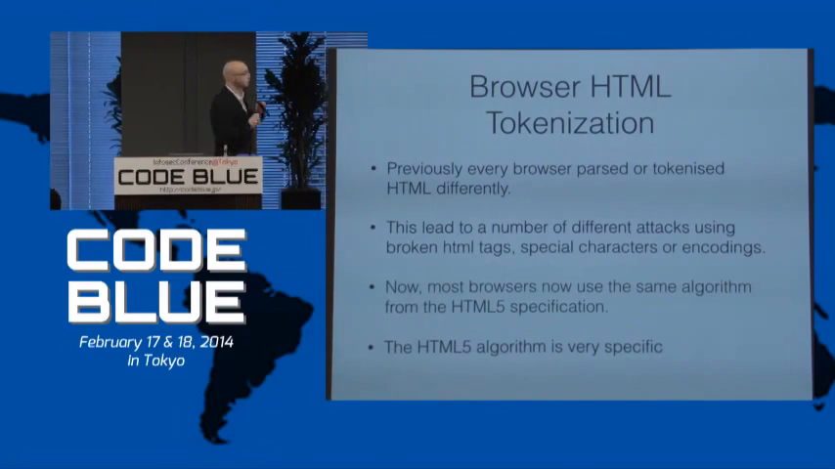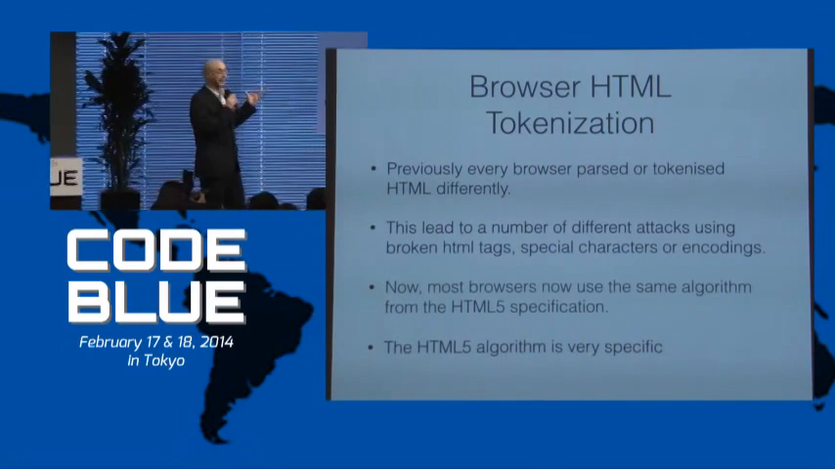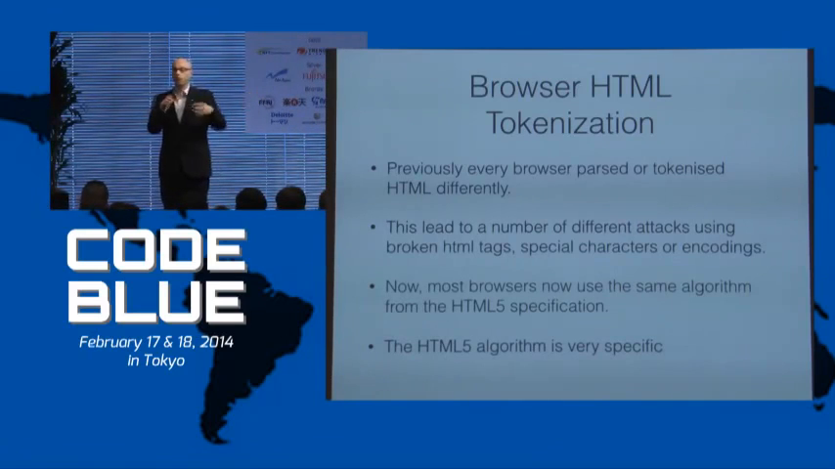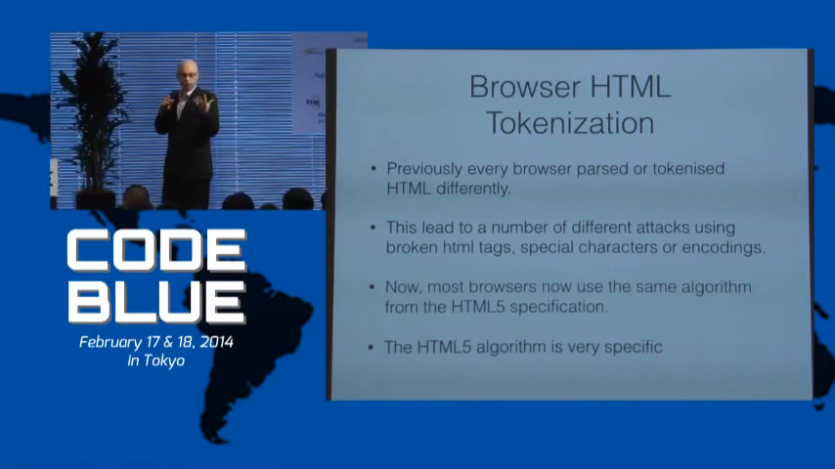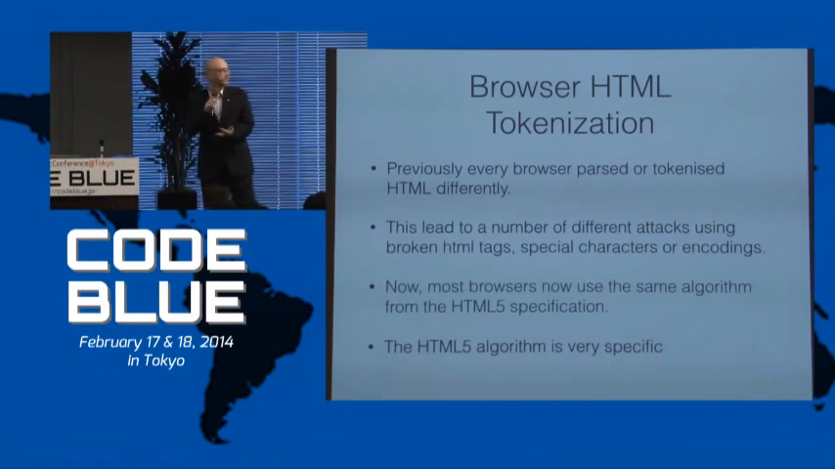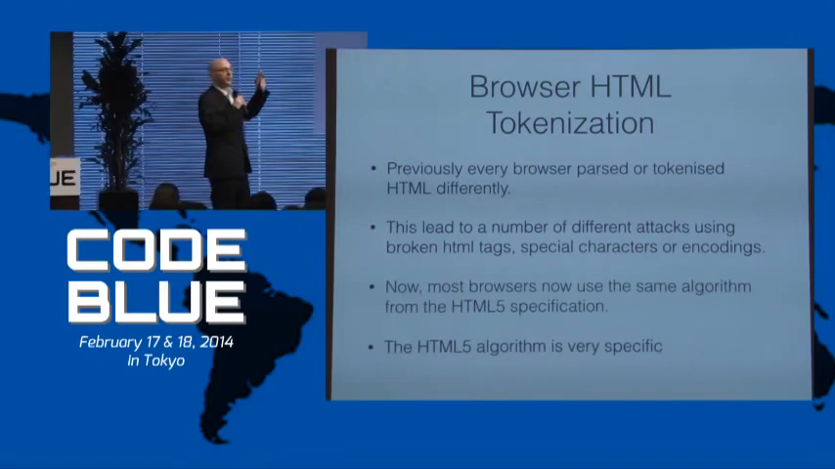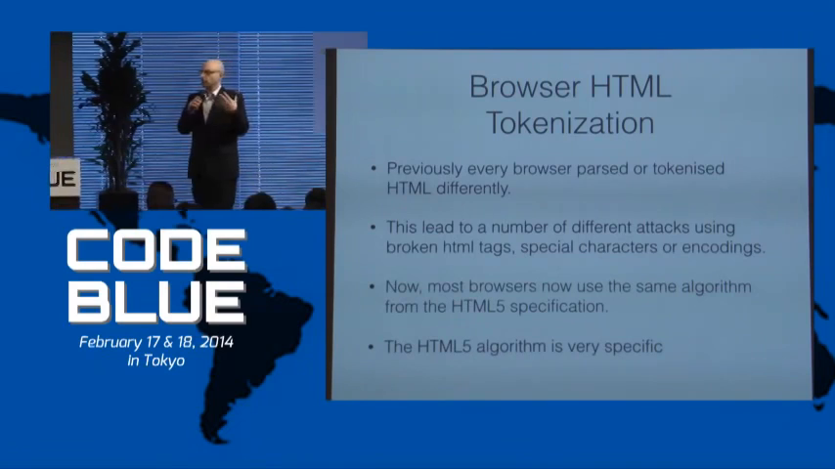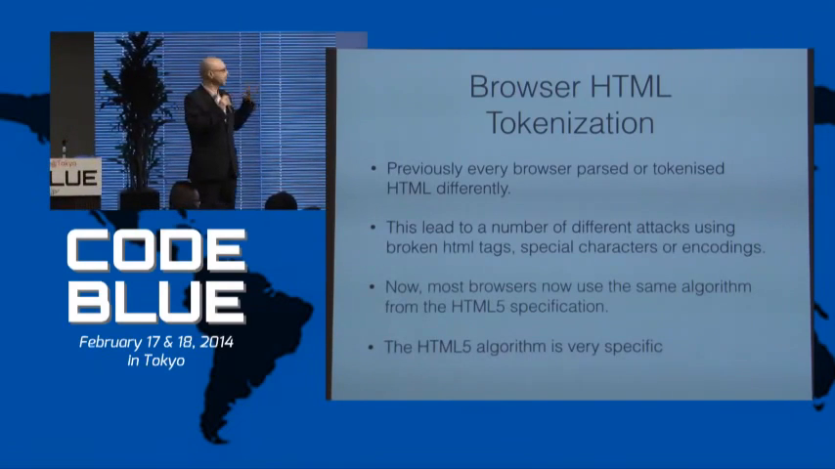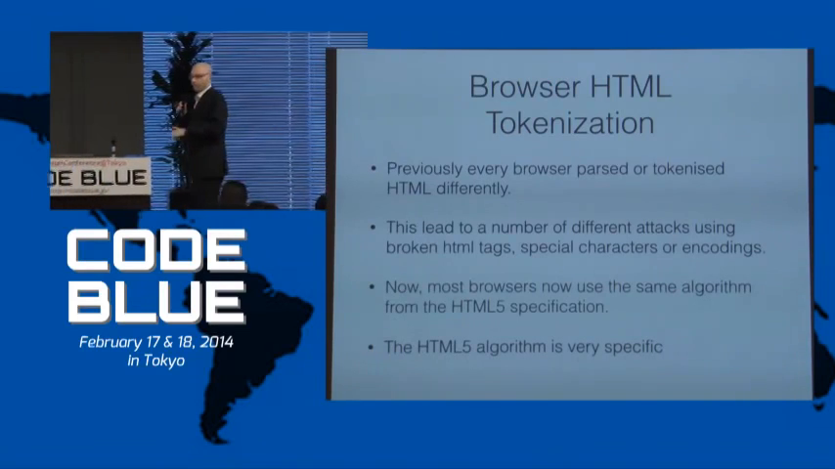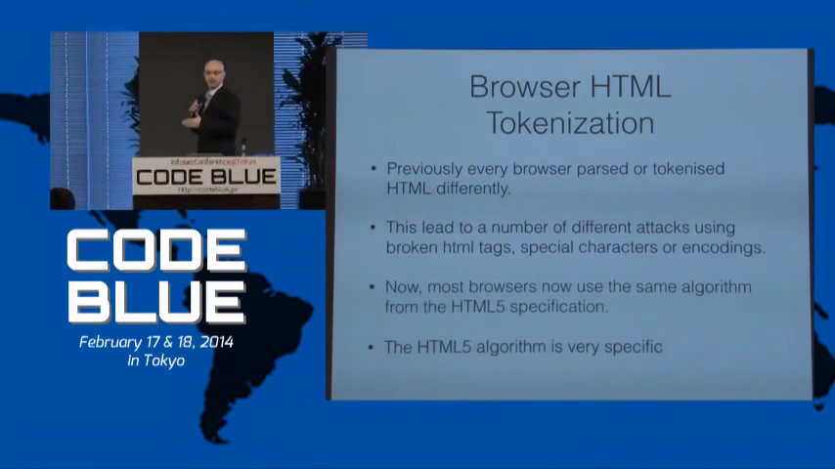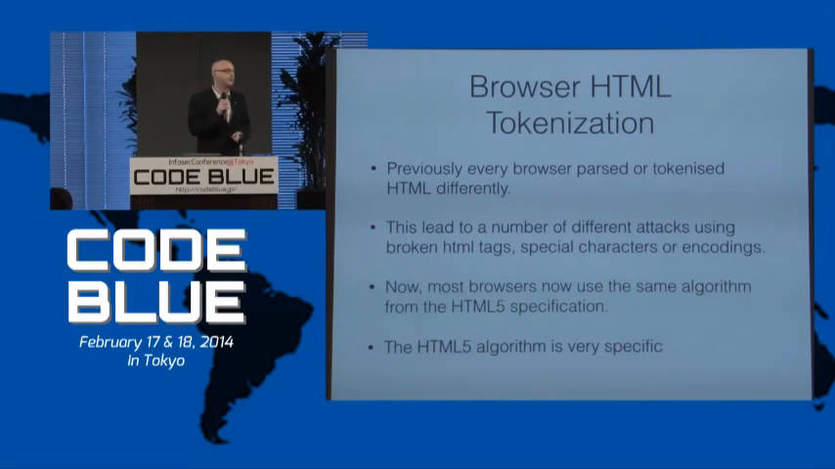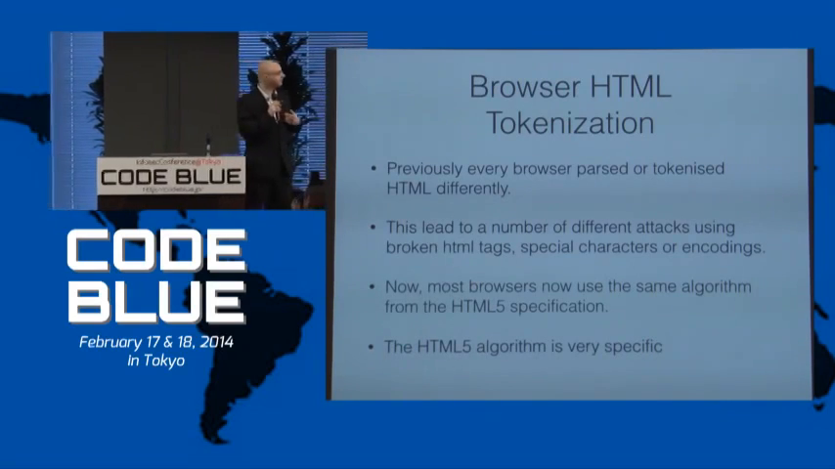Great. OK. So a long time ago, every browser had their own algorithm to sort of turn text into tags, right? And this led to all sorts of different attacks, one for Firefox, one for IE, et cetera, because they all did it differently. However, nowadays, every current browser actually does this exactly the same way. That's great for web developers, and that's great for us, right?